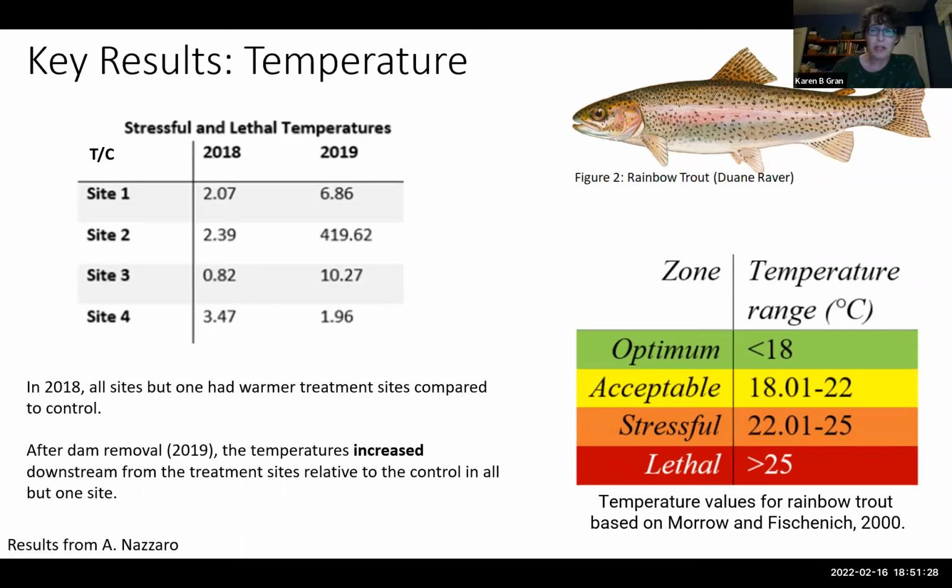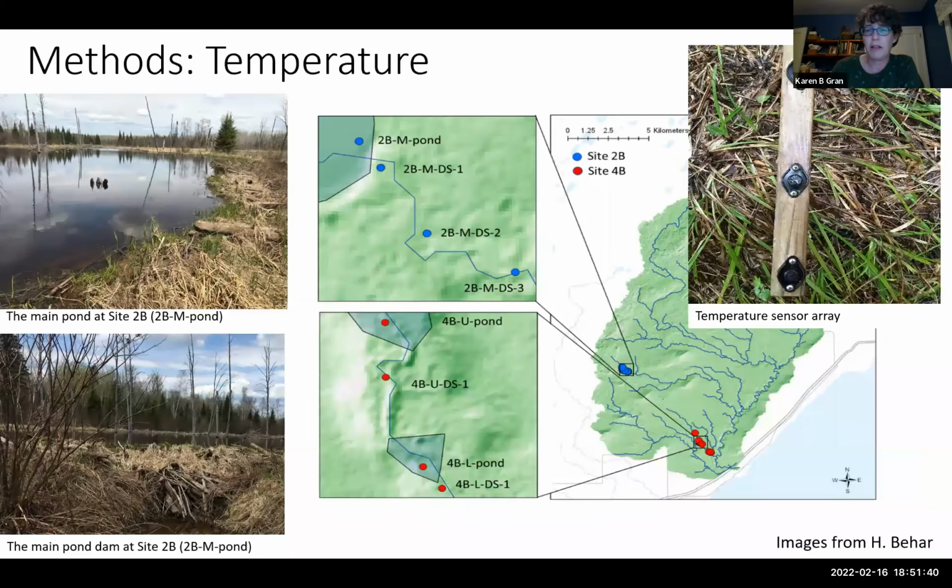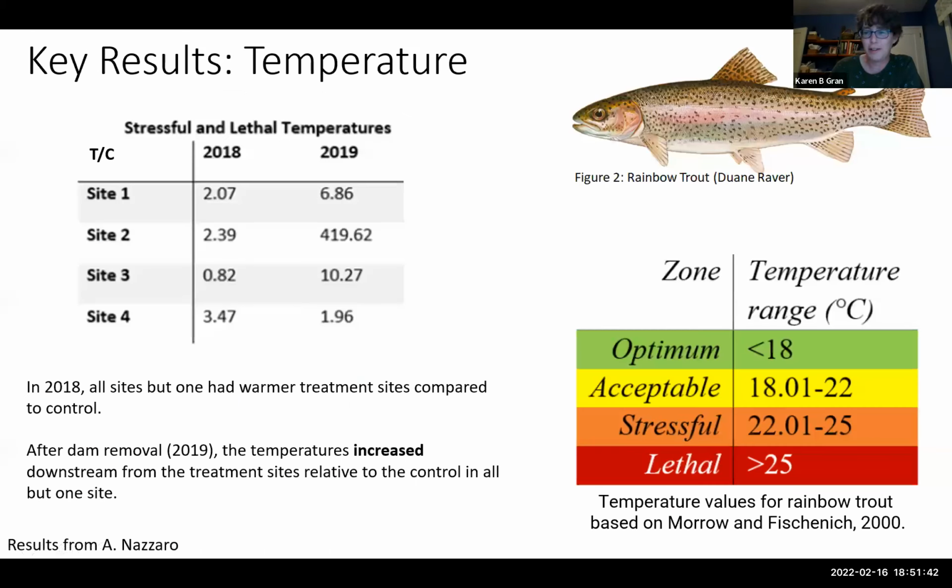If the beaver dam removal increased the temperatures in the treatment sites relative to control, you would expect that number to go up. And it does in 3 out of the 4 sites. In one case, it goes way up. So this would seem to indicate that removing the beaver dams doesn't actually cool the water down. And in many cases, it's warming the water up, which is detrimental to the cold water species downstream.